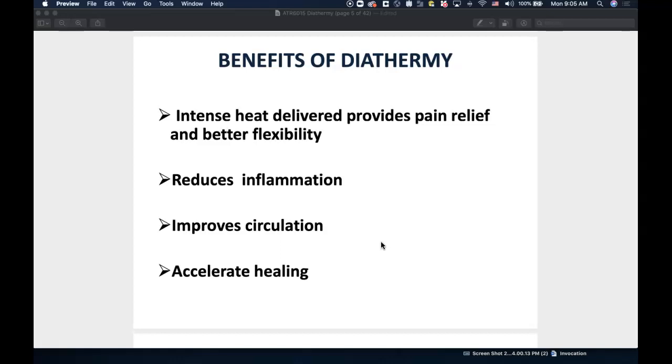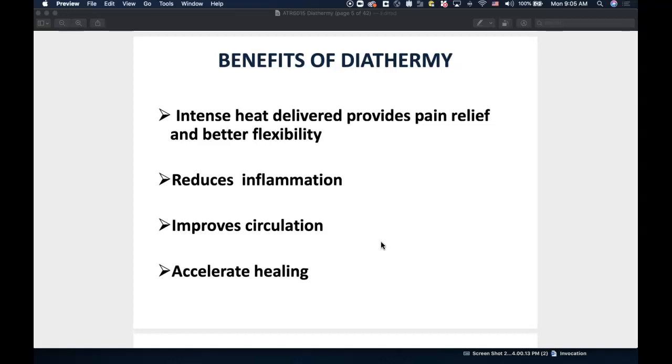We know that it also can reduce inflammation. Again, how does that happen, right? We have this increased blood flow, which is bringing in white blood cells, right? And so we get that process of phagocytosis, those white blood cells infiltrating that injured area, starting the process of phagocytosis. So that's one of the ways that we clear inflammation through the use of diathermy.